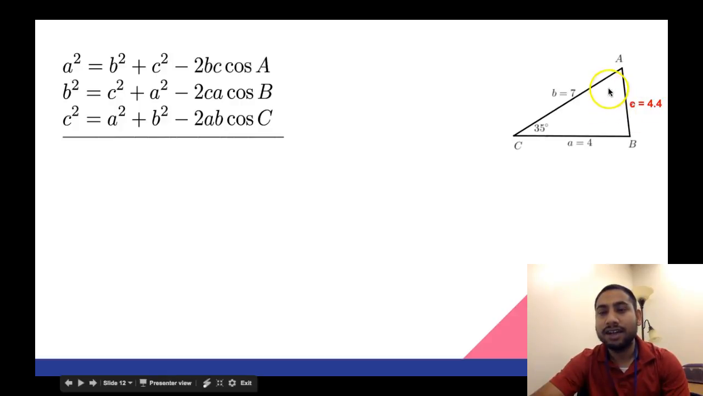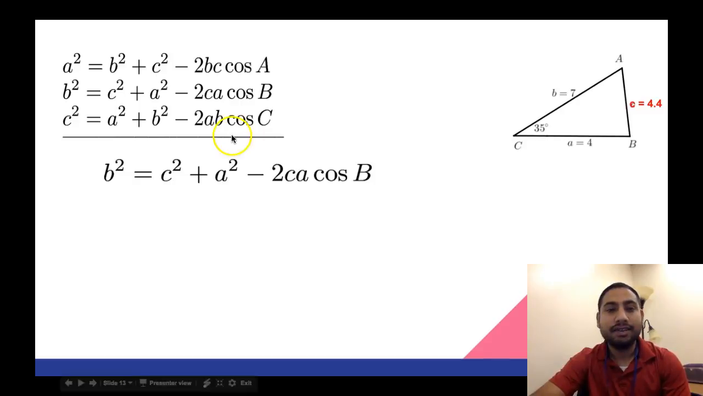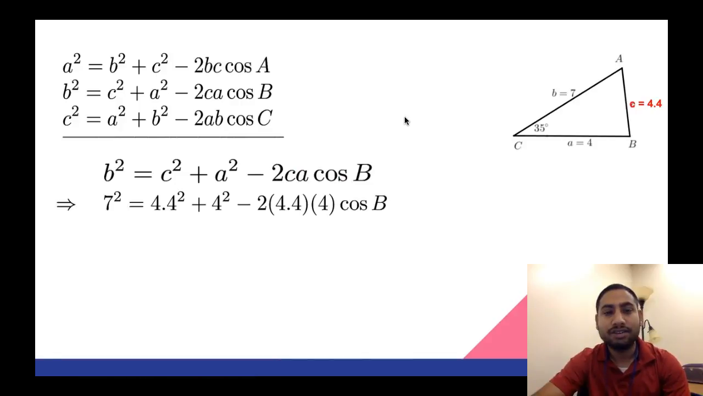Now we're going to figure out how big angle A and angle B are. We're going to use, again, one of these equations. I'm trying to figure out angle B, so I'm going to look through these 3 formulas and find the one with angle B on the right side. This is the second equation here: little b squared equals c squared plus a squared minus 2ca cosine of B. I plug in those numbers. b is 7 units long, c is 4.4, we just found that, and a is 4 units, so put that in there.